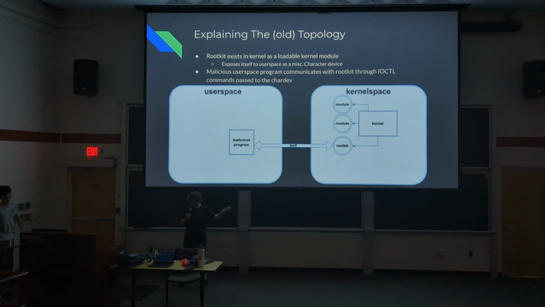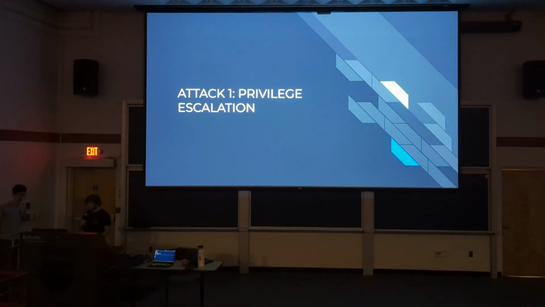So maybe a user double clicks on a tainted PDF or something. This malicious program communicates via IOCTL to the rootkit. This way you can have inter-process communication and run different commands. Basically, you have a backdoor into the kernel. And this is the attack topology. Now we're going to go to attack number 1.